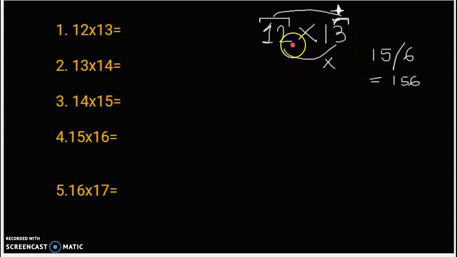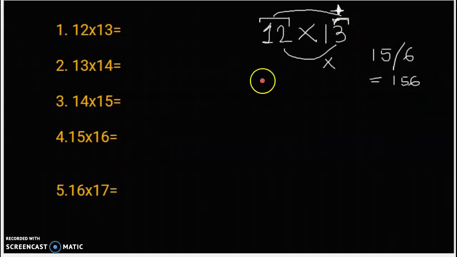And then multiply units place of both the digits and write just after this slash sign. So 3 times 2 is 6. So answer is 156. That is our answer. In a similar way, we will do other questions.